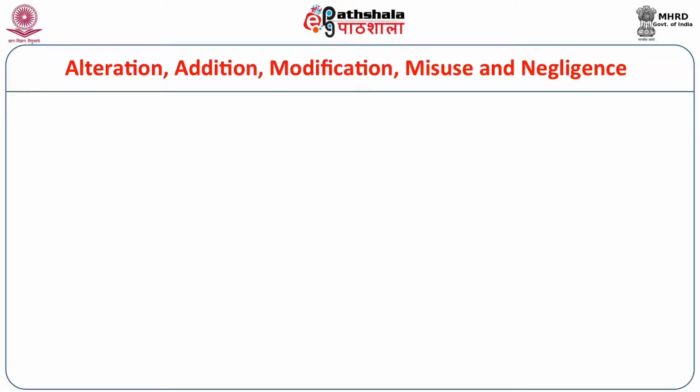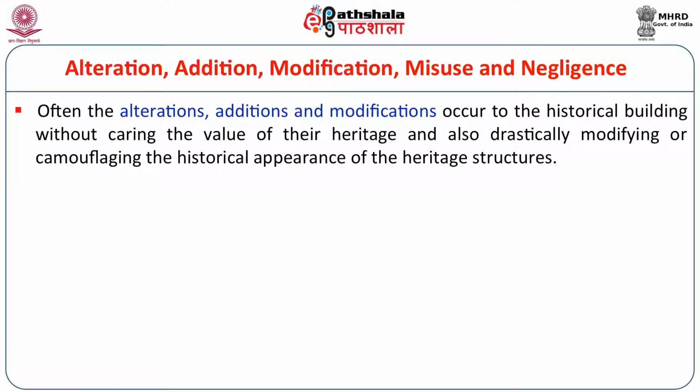Another thing is alteration, additions, modification, misuse, and negligence. These are other big causes for the deterioration of monuments, or the loss of monuments, or the spoiling of monuments. Often we can see alterations, additions, and modifications occur to historical buildings without caring about the value of their heritage, and also drastically modifying or camouflaging the historical appearance of the historical structures.